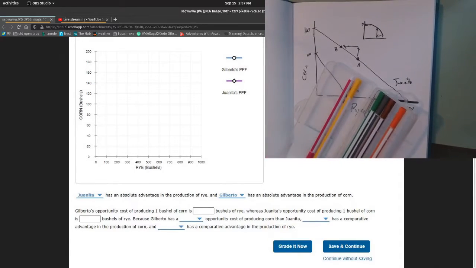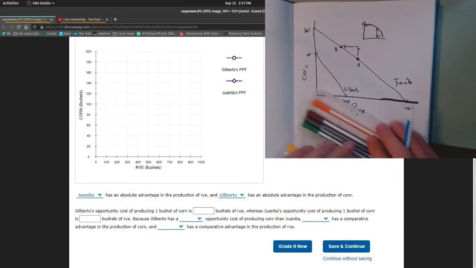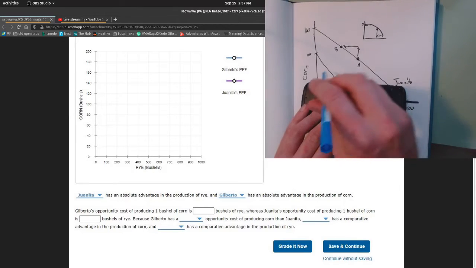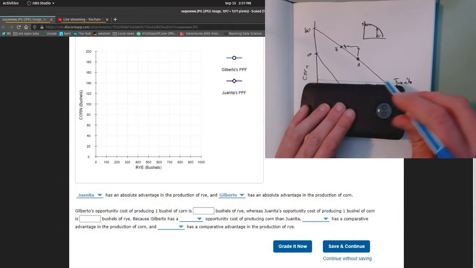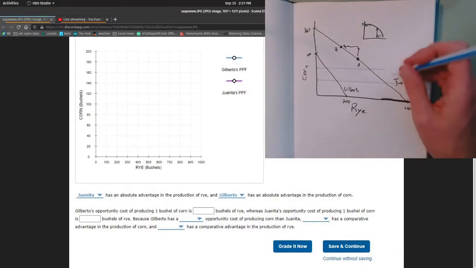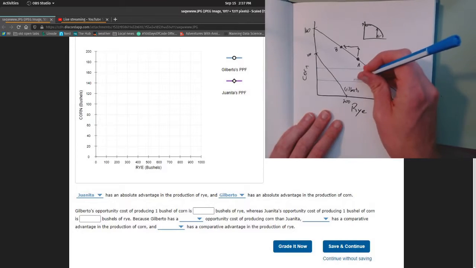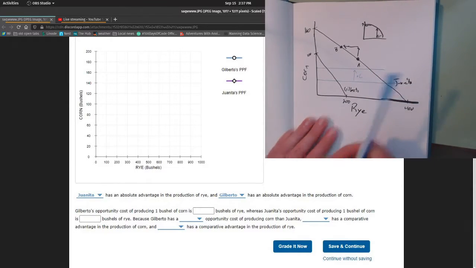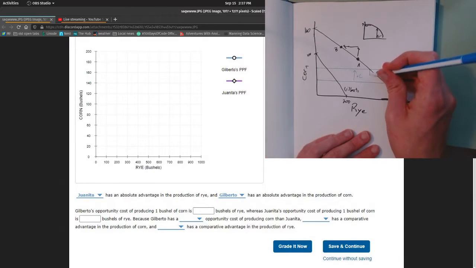So let's say, I'll use my phone as a ruler here. Instead of A to B, it's just she wants this much more corn. All right, so let's call that plus C. She wants that additional corn.